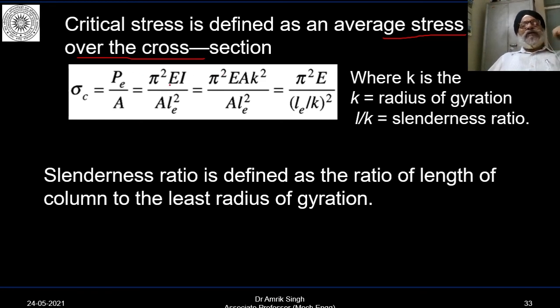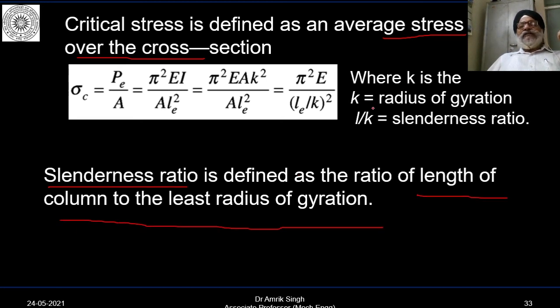So you can put here, in place of I, A K square, where K is the radius of gyration, and we also introduce one term which is known as the slenderness ratio. It is defined as the ratio of the length of the column to the least radius of gyration. It is this ratio which decides which will fall under short columns, which under intermediate columns, and which under long columns.